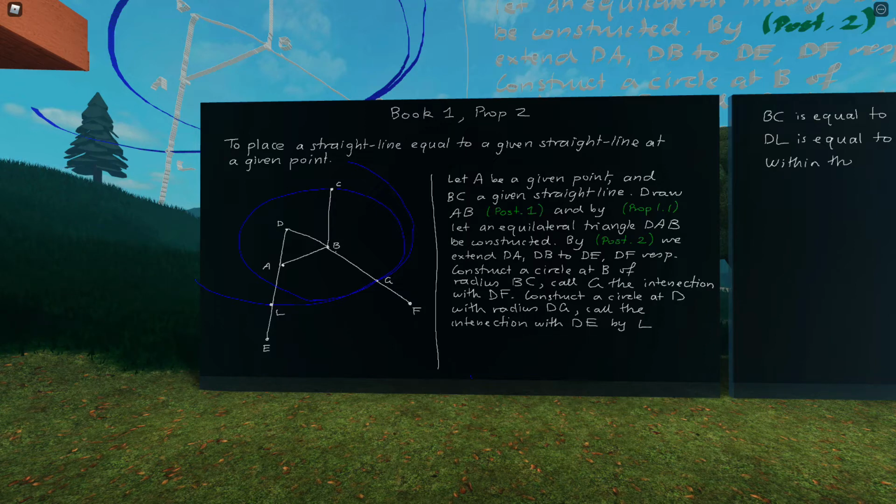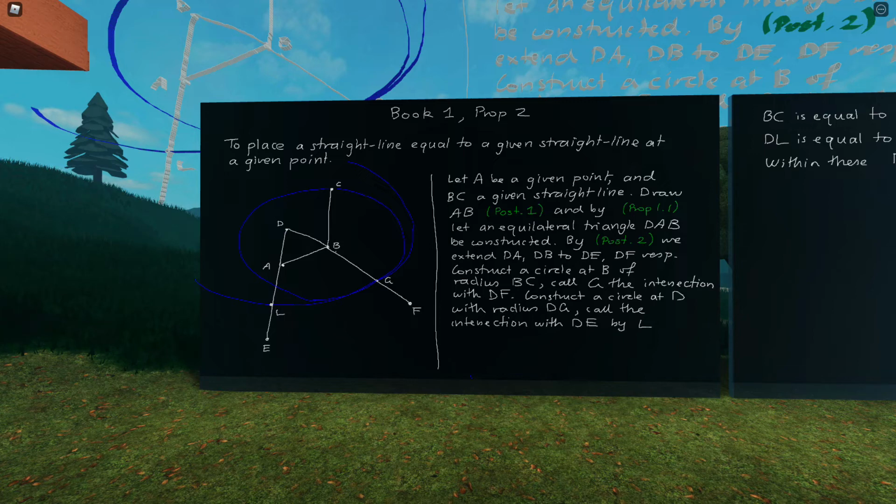Now within these, DA is equal to DB. Right, that's by construction, so that's by, if you like, proposition 1.1. Now, one of the common notions says that if you subtract equal lengths from equal lengths, how should I say this? The remainders, so BC is equal to BG, and DG is equal to DL. So since DA is equal to DB, if I subtract DB from DG and DA from DL, those remainders have to be equal. Right? BG has to be equal to AL.